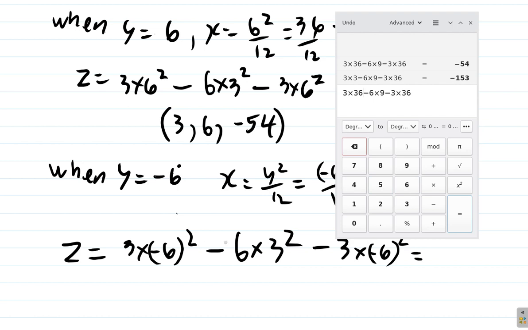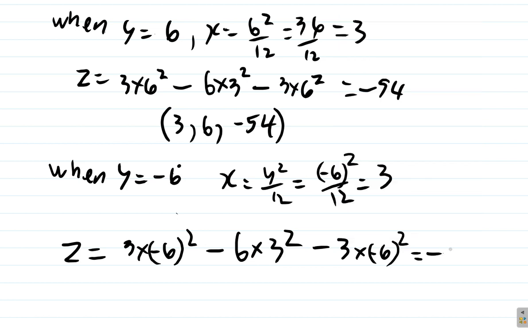3 times 36 minus 6 times 3 is 9. 6 times 9 minus 3 by 36 equal. Negative 54 again. Negative 54. So the other point is located at 3, 6, negative 54. Well, it's really 2 points. It's a repeated point there. Alright?